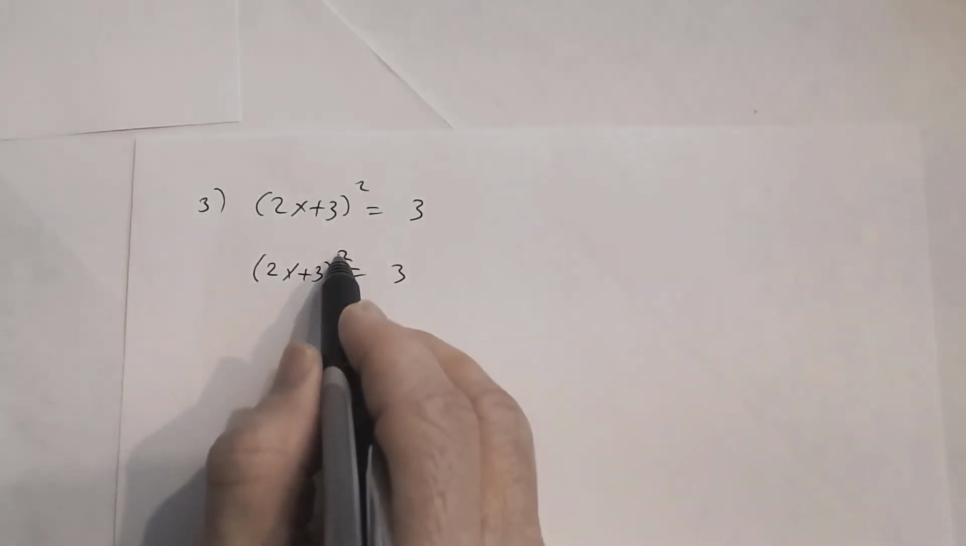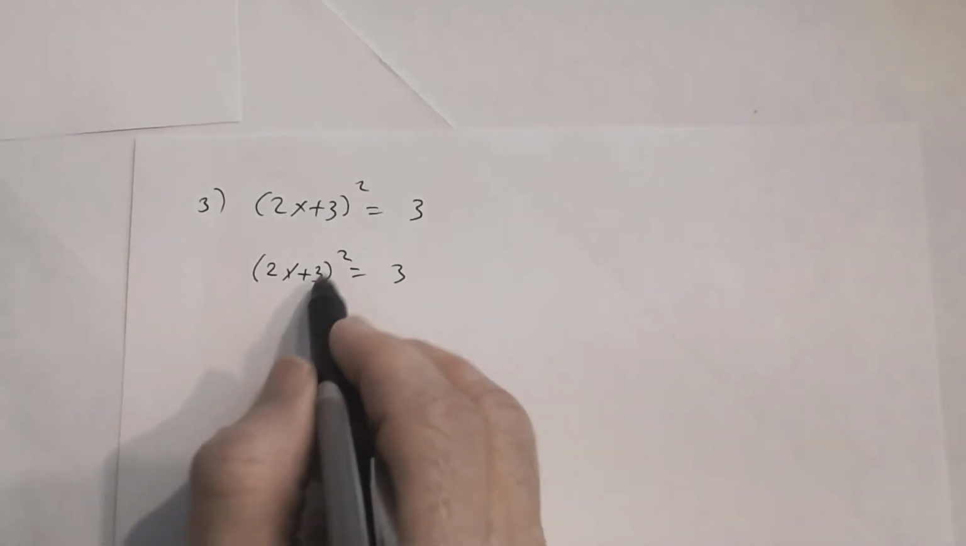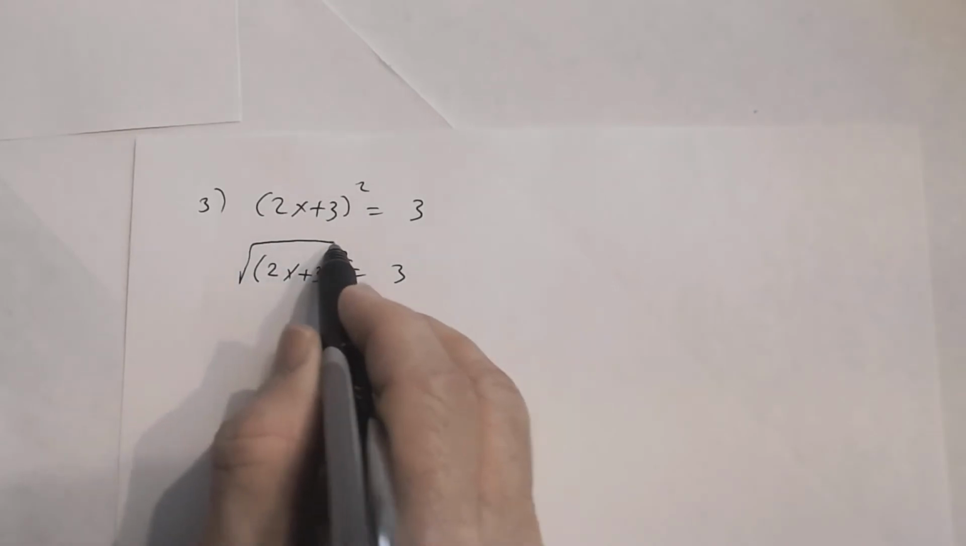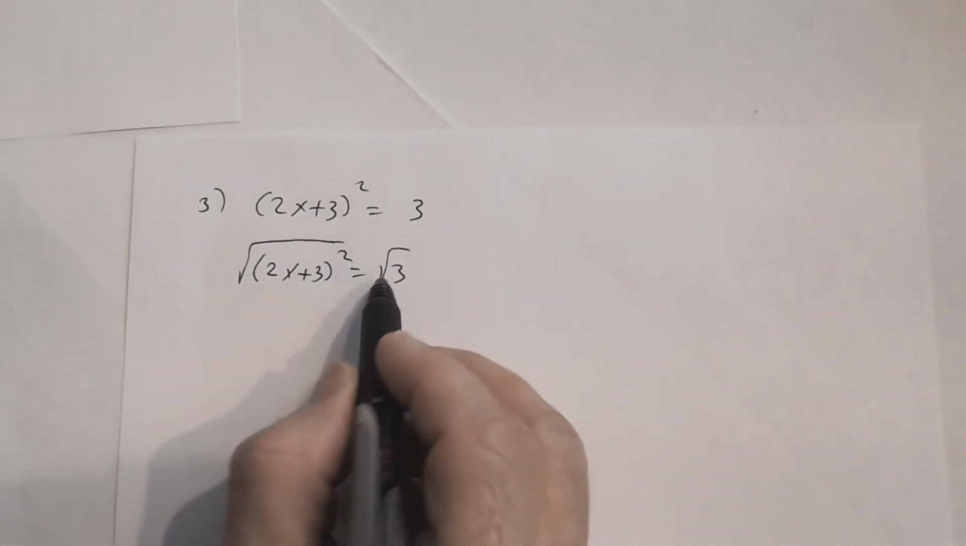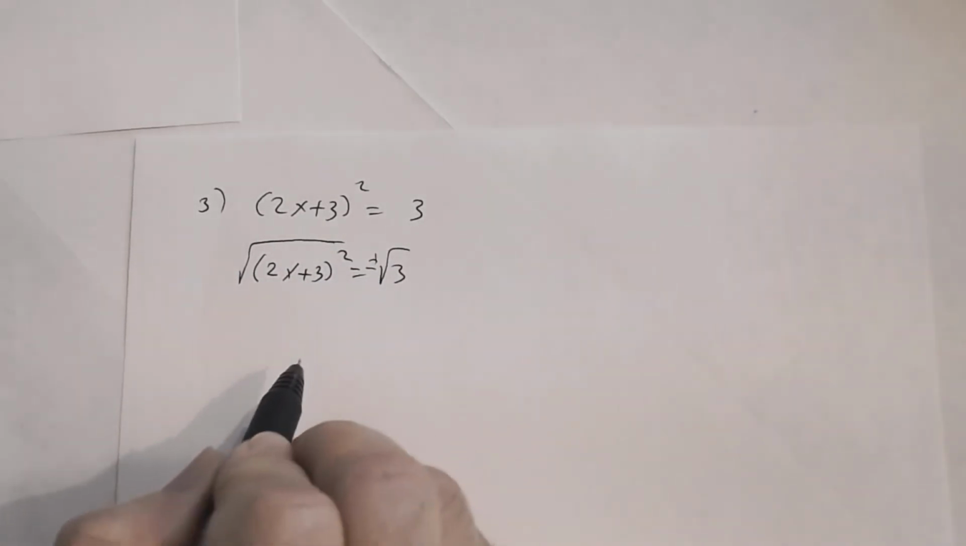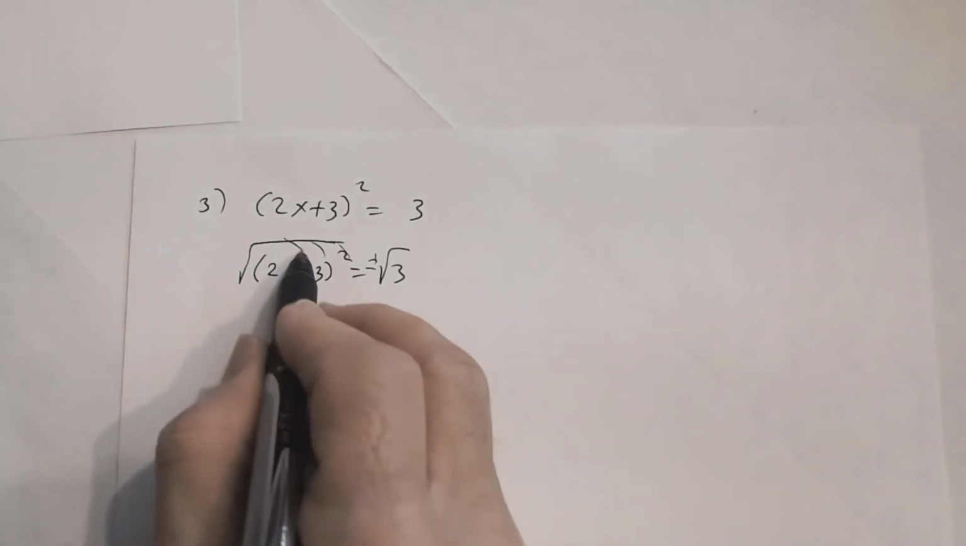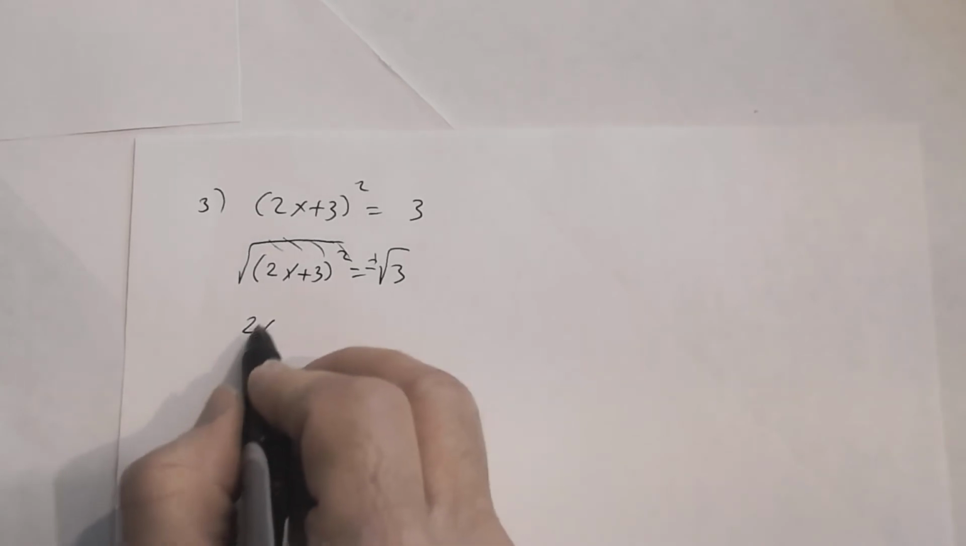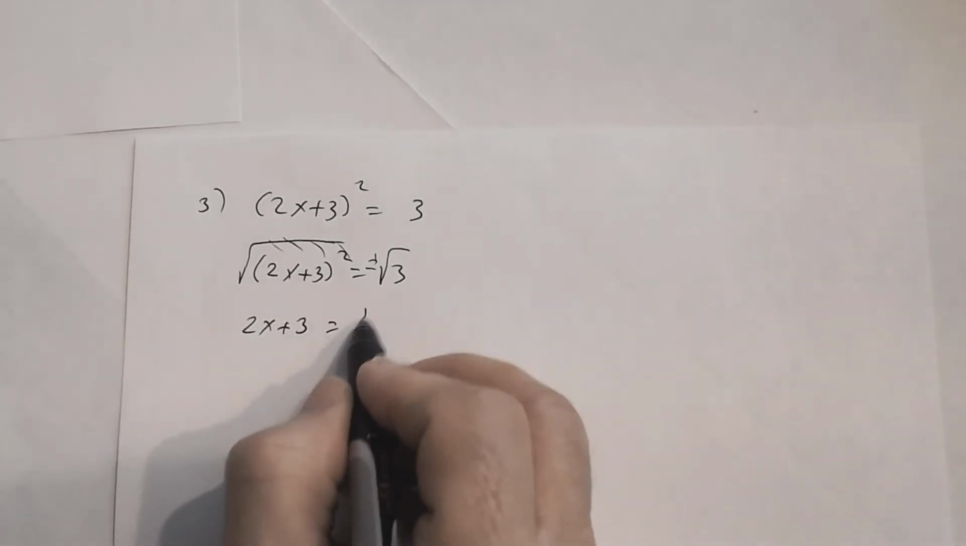Okay, now to get rid of that square, you're trying to get 2x plus 3 by itself. So right now you're squaring it. The opposite of squaring is to take the square root of both sides. But remember, don't forget that plus or minus over here. So the square and the square root undo each other. So you're left with this binomial, 2x plus 3 equals plus or minus.